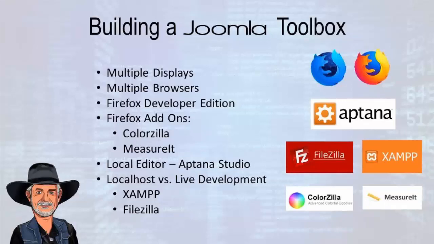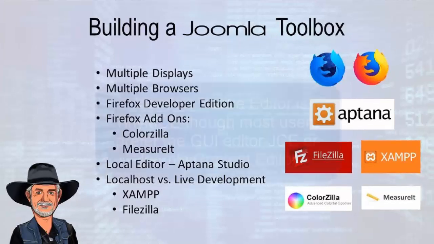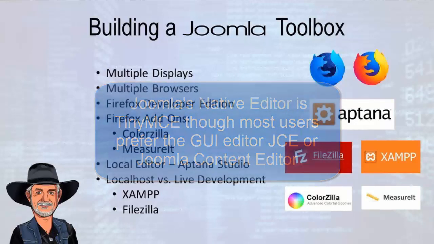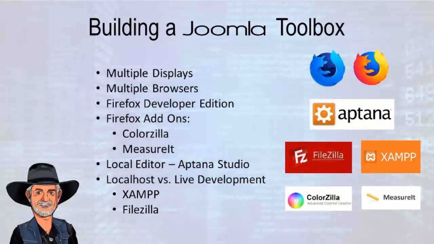Another thing is a local editor. I like using Aptana Studio for local editing versus live editing, because in the live editor in Joomla, you've got the native editor, or, well, most people put in a content editor, which is an add-on component. The problem with using an editor inside Joomla, whether it's a native one or an add-on one, is that once you save, the changes are saved.